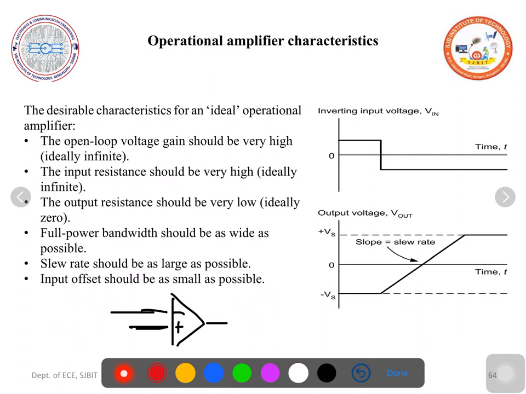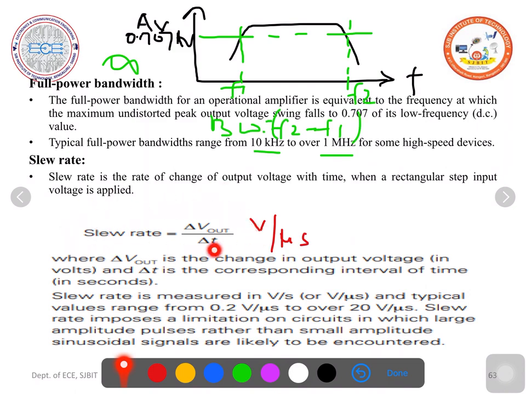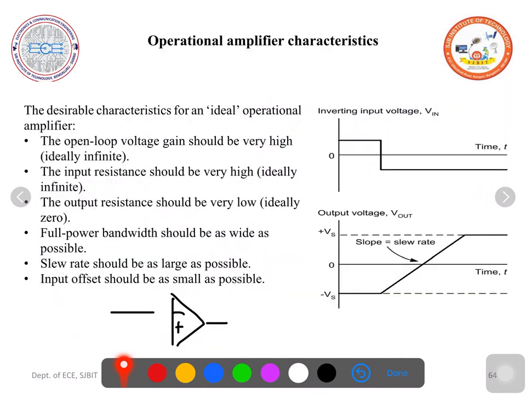Suppose you apply the input to the inverting terminal, it gets inverted. That is the name: inverting. It inverts. So in slew rate also, we will assume the step input is applied to the inverting input terminal. Usually what we expect, if this is the input, the output also should change like this, because slew rate is the rate of change of output voltage with time. So how much time does it take? Ideally slew rate is infinity. If it is ideal, definitely it should have changed right here.